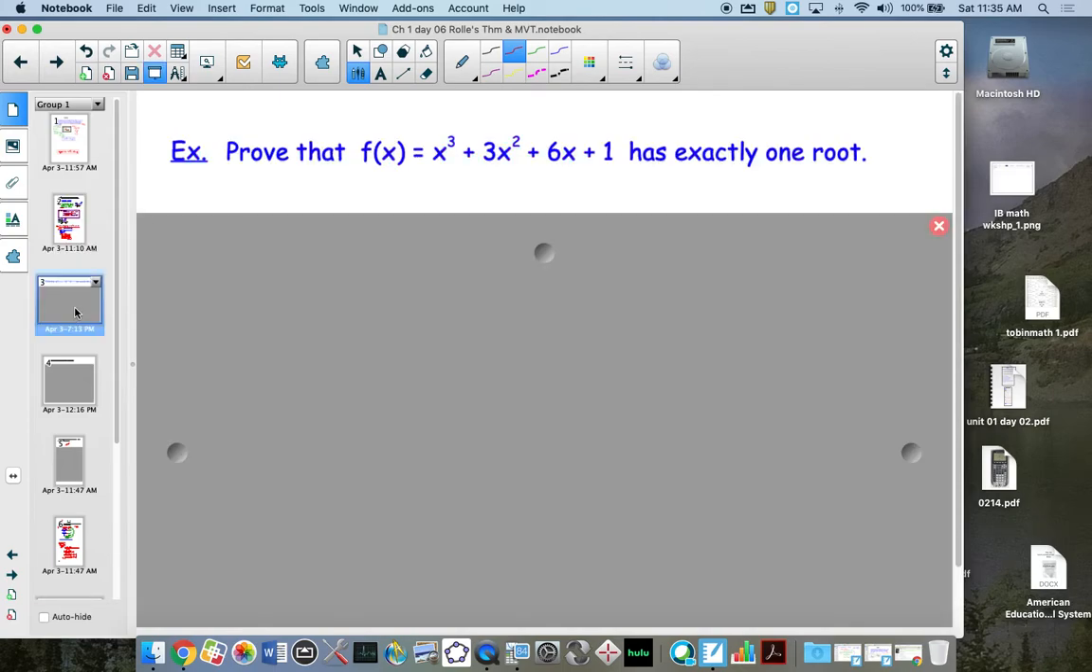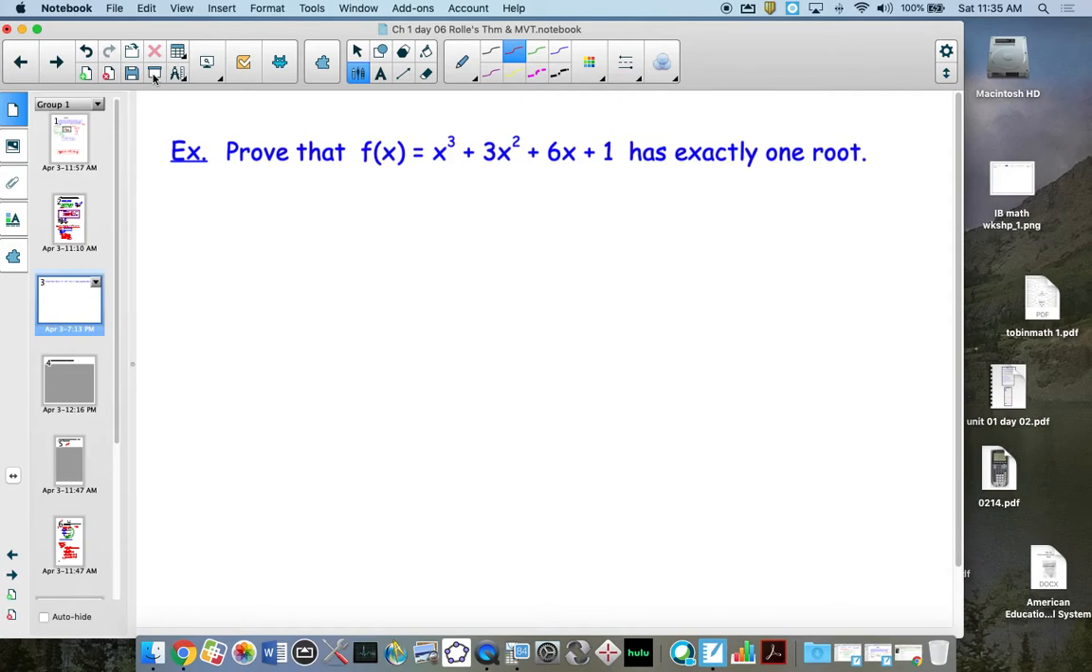Okay, now here's kind of an offshoot of taking some ideas that we now understand and figuring out how to apply them here. Prove that this cubic function has exactly 1 root. Alright, so how are we going to handle this? Well, one idea is you can say, what's f of 1? I know what f of 1 equals. That's easy. Plug it in. 1 plus 3 is 4, plus 6 is 10, plus 1 is 11.